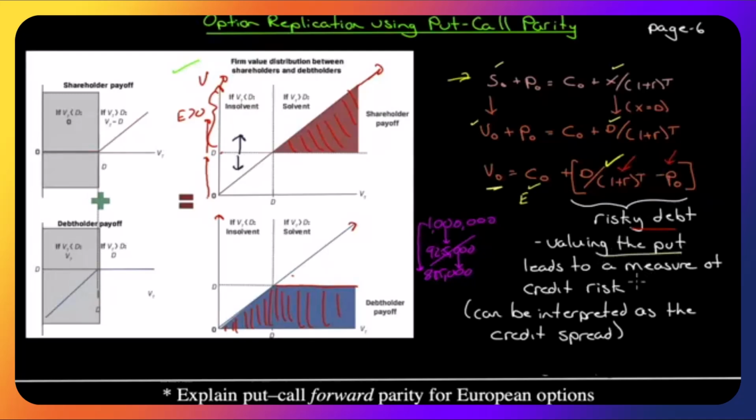Valuing the put leads to a measure of credit risk, and the value of the put, as we can see here, if we think about it in terms of the yield, can be interpreted as the credit spread. We know what the risk-free proceeds would be from the bond. We know what we paid for the put, so we know what our net proceeds are. Then we can assume that this is what we got, this is what we owe. We'll have T and R, and we could just use the time value of money to calculate what the implied interest rate is on that. And the difference between that measure and the risk-free rate must be our credit spread.